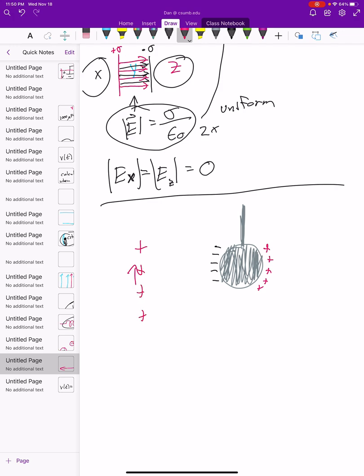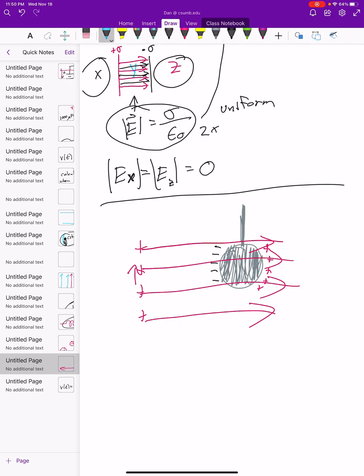What if I have these charges there that are creating this electric field that looks like this? My question is, what happens inside the conductor? Does that electric field actually exist inside the conductor? And what I want to demonstrate to you is that it does not.